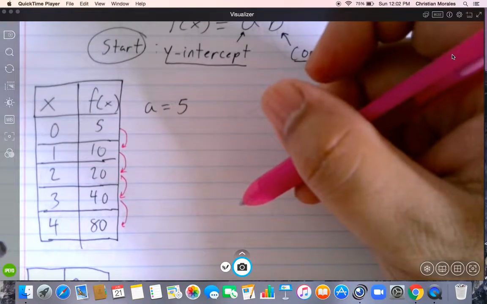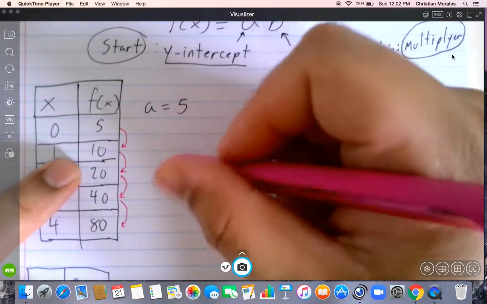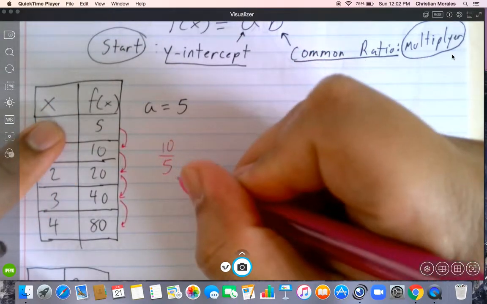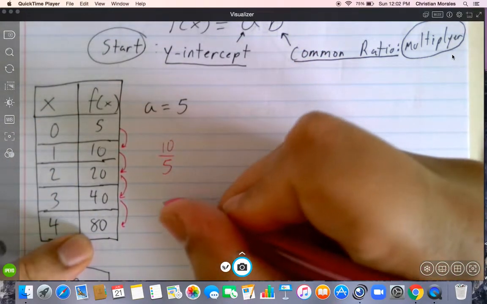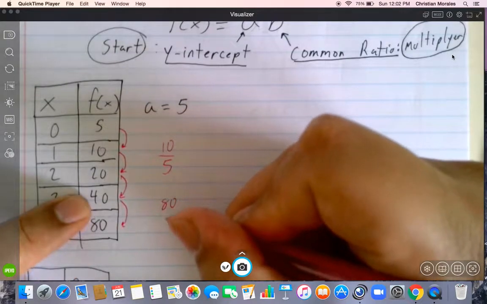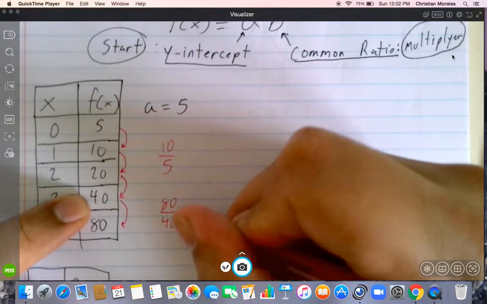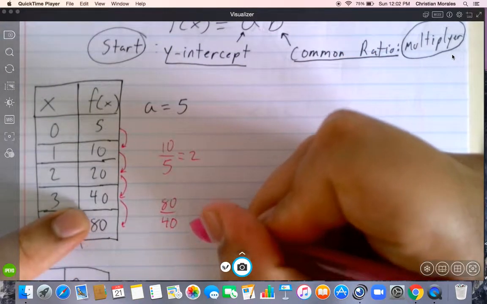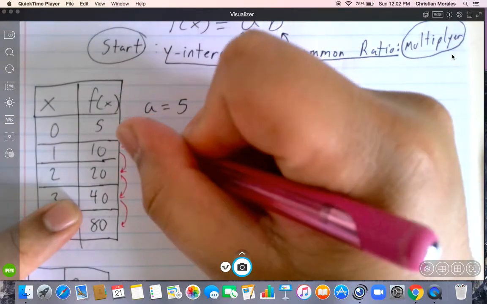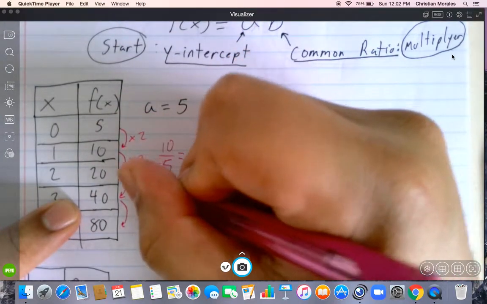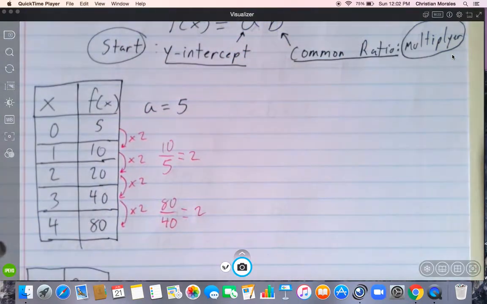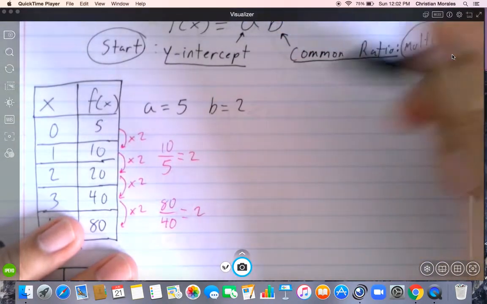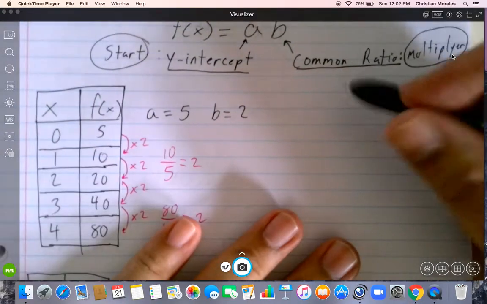If you're not sure, you can always take the second number and divide it by the number before it. Or take the last number and divide it by the number before that. Every time you do it, you'll get the same answer. 10 divided by 5, 2. 80 divided by 40, 2. Which means these are all multiplying by 2. And that is our common ratio. That is our b. So when you write your function will look like this.